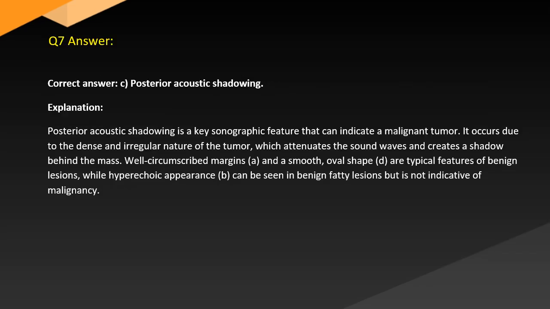Answer. Correct answer: C. Posterior acoustic shadowing. Explanation. Posterior acoustic shadowing is a key sonographic feature that can indicate a malignant tumor. It occurs due to the dense and irregular nature of the tumor, which attenuates the sound waves and creates a shadow behind the mass, while circumscribed margins (A) and a smooth, oval shape (D) are typical features of benign lesions, while hyperechoic appearance (B) can be seen in fatty lesions but is not indicative of malignancy.